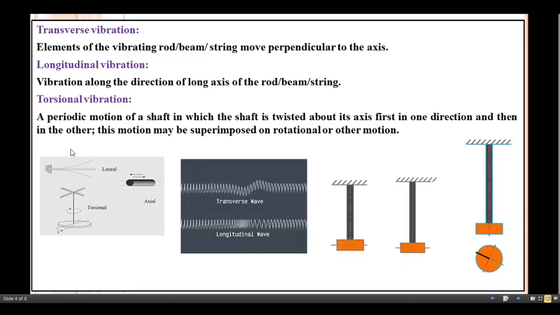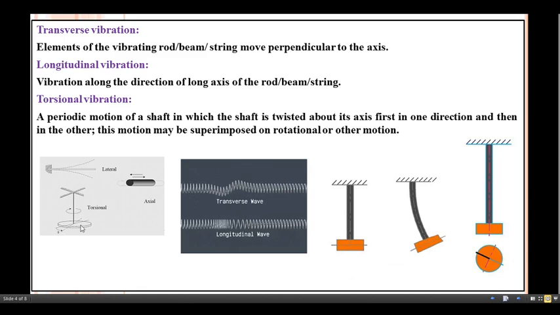This can be made clearer to you with the help of these examples also. Lateral vibration: lateral means transverse vibration or perpendicular vibration. Longitudinal or axial vibration has another name, parallel vibration. See the direction, like this one, parallel direction. Here, the perpendicular direction. And what about the torsional case?